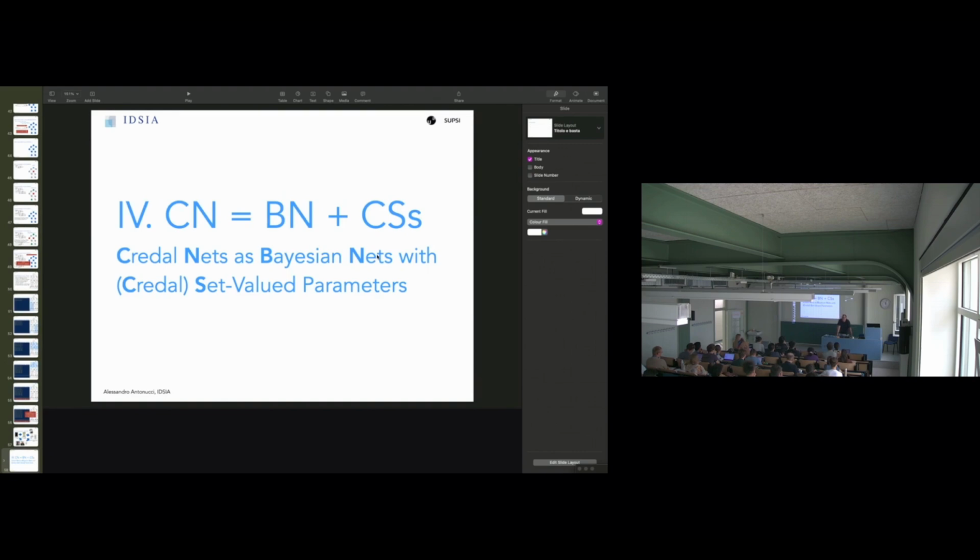And now we can move to credal networks. So what are credal networks? Bayesian networks with set-valued parameters, with imprecise parameters, with credal sets instead of probability mass functions. Okay, so this is the extension we want to do.